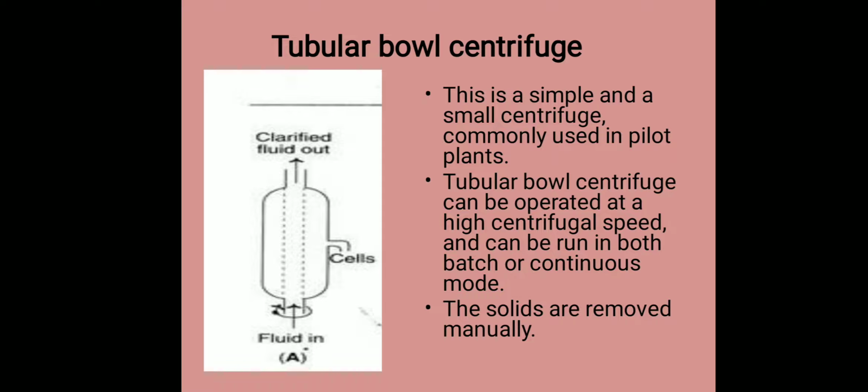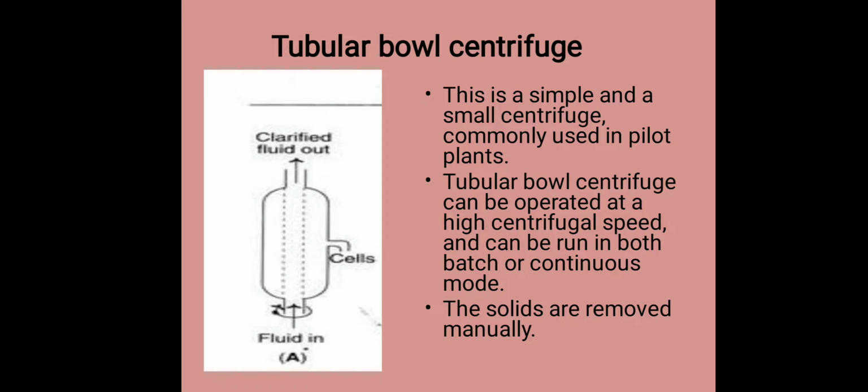The first type is the tubular bowl centrifuge. This is a simple and small centrifuge commonly used in pilot plants. Pilot plants means that before moving on to the huge fermenter tank, we carry out our experiment in a small fermenter tank. So in such cases, this tubular bowl centrifuge will be used.